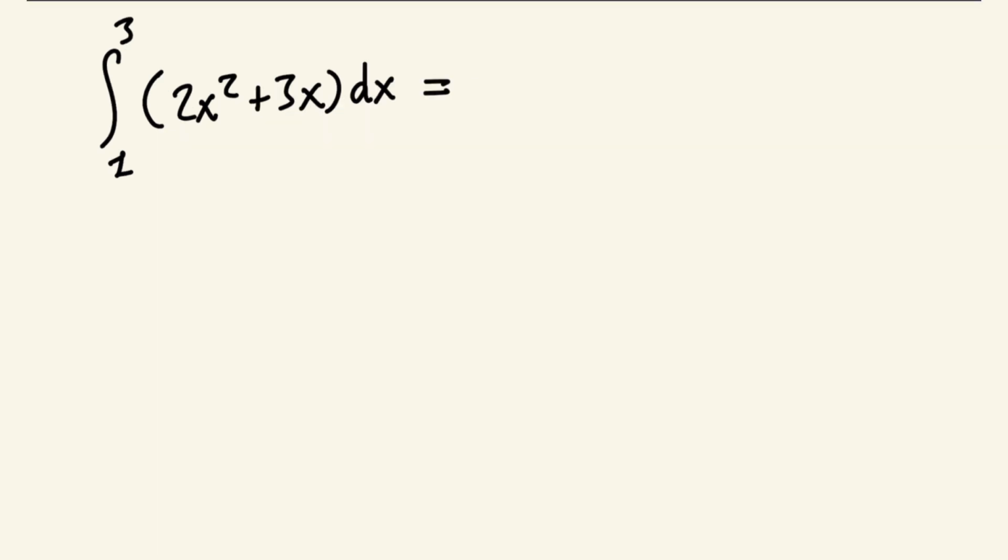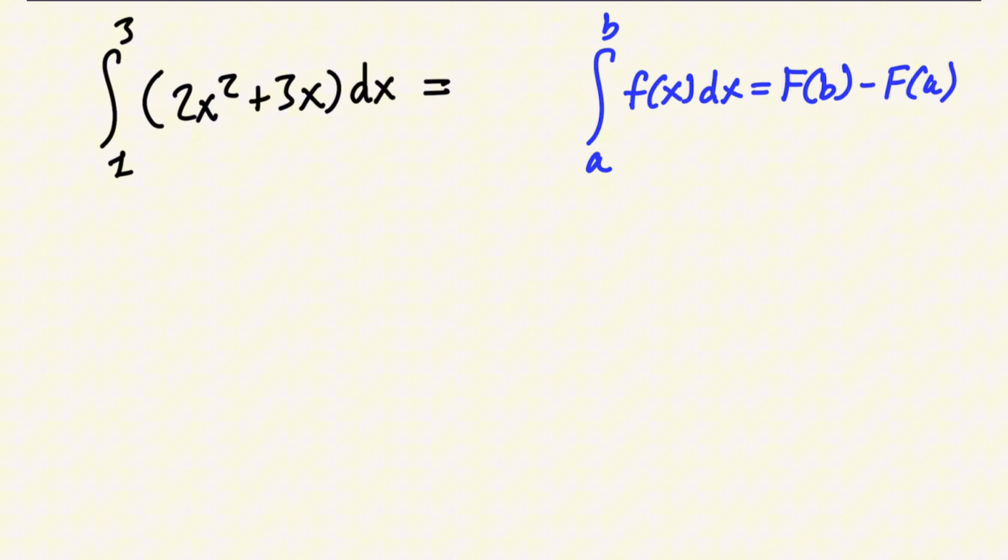Here's problem number 1. Before I do anything, I want to give you the formula for evaluating definite integrals. So it's as follows. It's going to be the integral evaluated from a to b of f of x dx is equal to capital F b minus capital F a, where capital F is just the antiderivative of f of x. So let's go ahead and apply this to this problem.